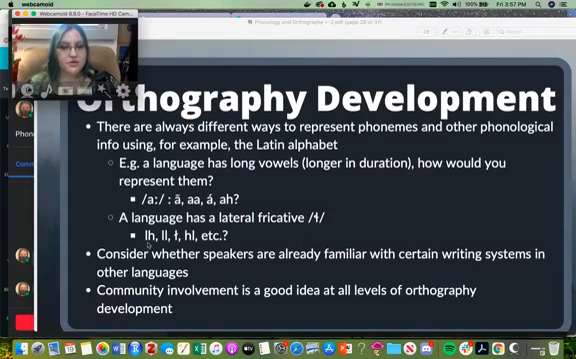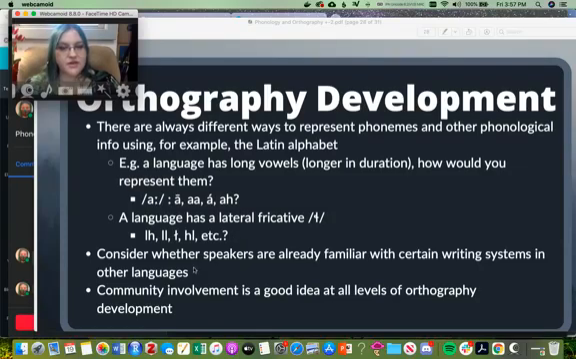You can choose to do a digraph, a sequence of 2 letters. You can have something like a barred L, which is used by some languages in North America that have this sound, shl. So there are choices when you are developing an orthography. If you're modifying the Latin alphabet, for example, to work for your language, you have to make decisions about things like this. And usually whatever works best for the speaker population, for the community in question, whatever is most practical, is often going to be a better answer.